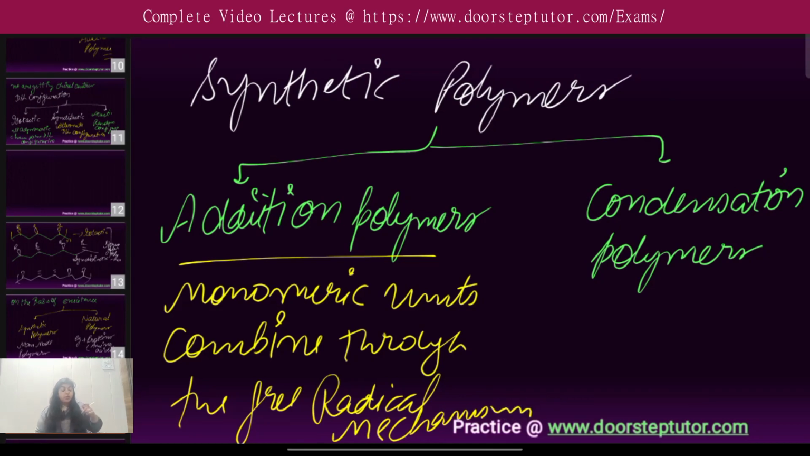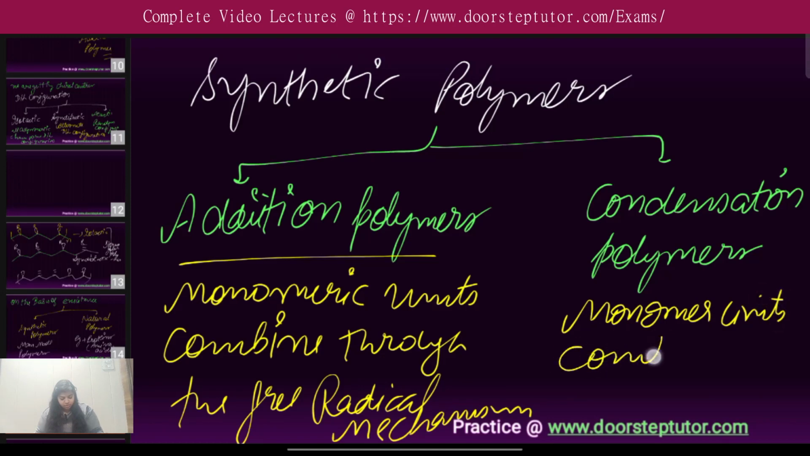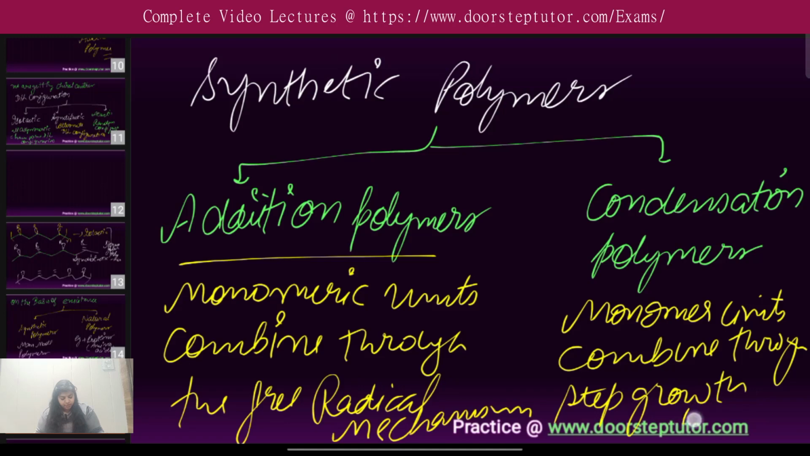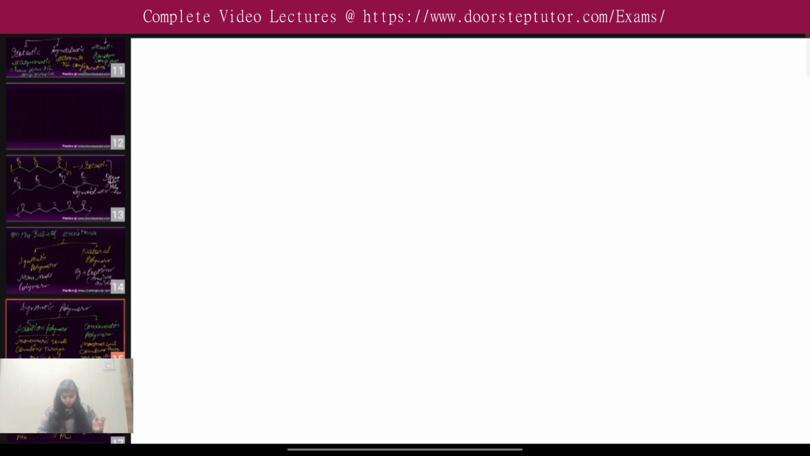And in the condensation polymers, they combine through the step growth mechanism. So here the monomer units combine through the step growth mechanism. In the addition polymers, examples are polythene or polyvinyl chloride. They are examples of addition polymers formed through the free radical mechanism, and during their formation there is no loss of any small molecules.